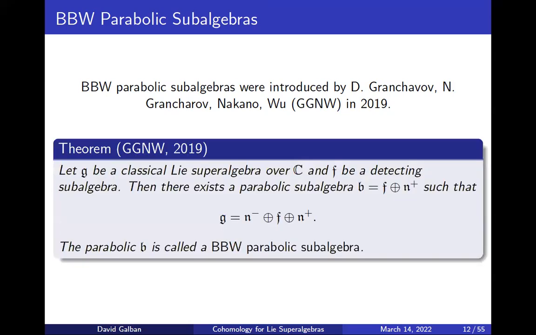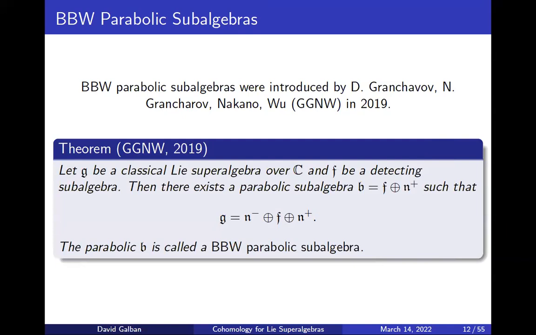And so if G is a classical simple Lie superalgebra over C and F is a detecting subalgebra, then there's going to exist this parabolic subalgebra B, which is going to be F direct sum this other subalgebra N, such that we can find this triangular decomposition N minus direct sum F direct sum N plus. This B is going to be called the BBW parabolic subalgebra.